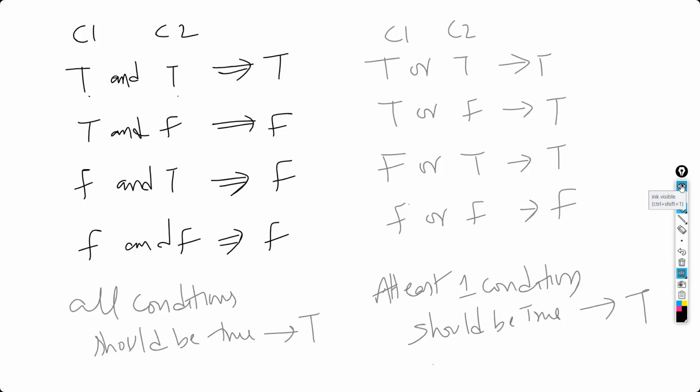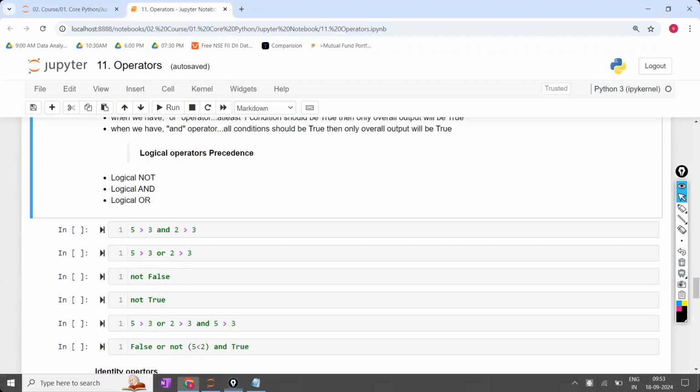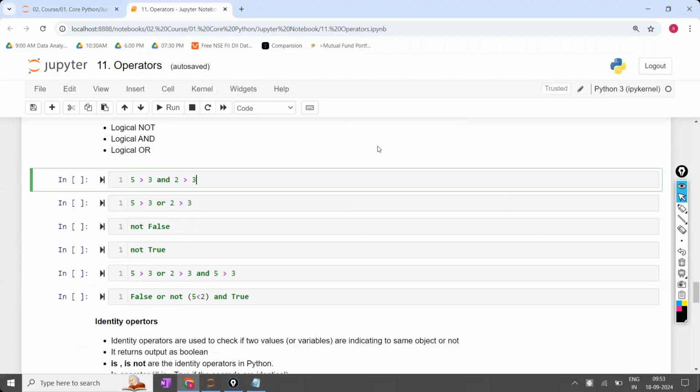Done? Completed? Now let's take an example. 5 greater than 3. This is a comparison operator. And 2 is greater than 3. This is also a comparison operator. Now, sir, my question is, here one comparison operator is there, a logical operator is there, and again a comparison operator is there. Total how many operators? 3. Out of 3, 2 are comparison and 1 is logical. Now, which one has to be given top priority?